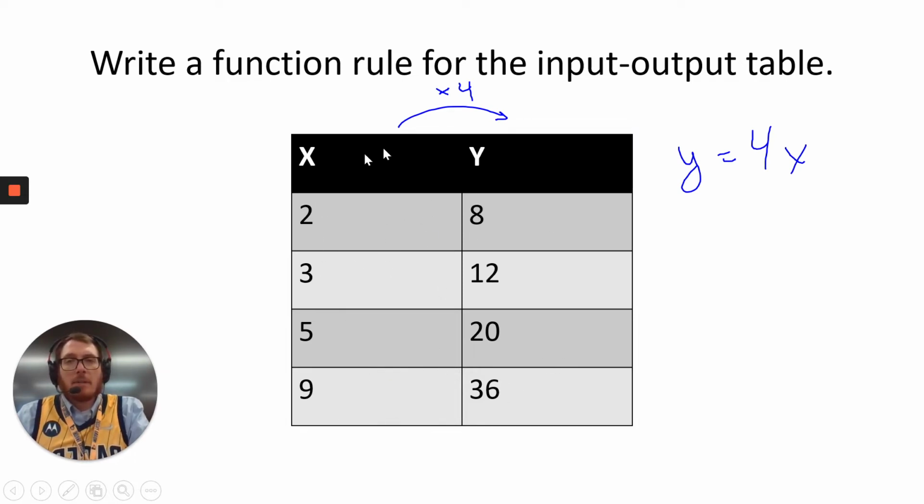So every input is times 4 to the output. So then my function rule is the output, which is y, equals 4 times the input, which is x. This is the function rule for this table in this situation.